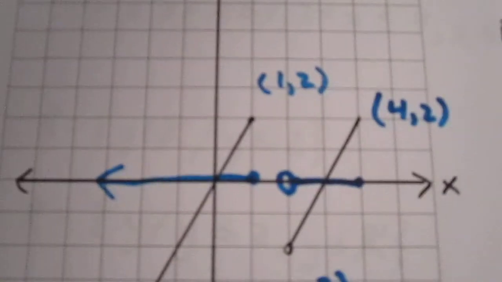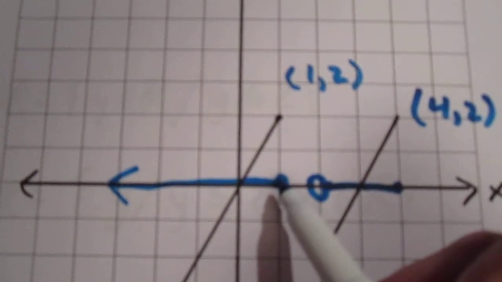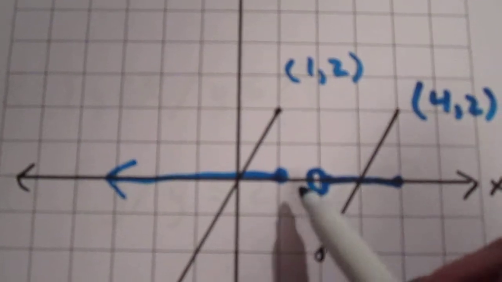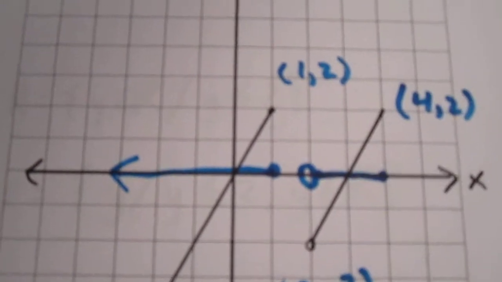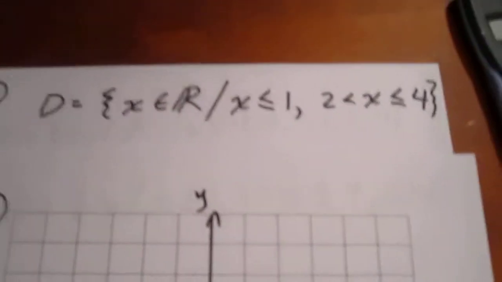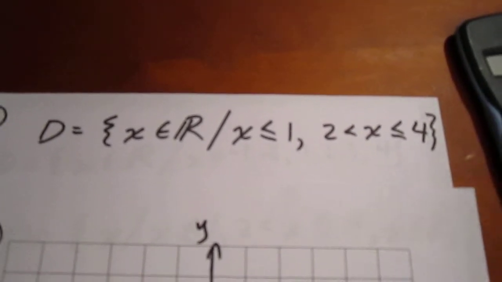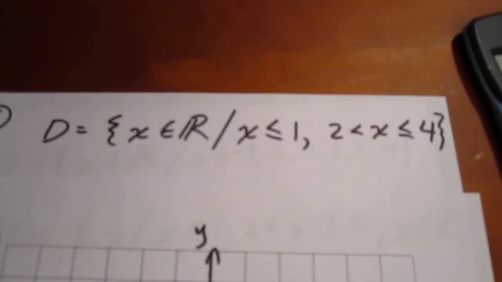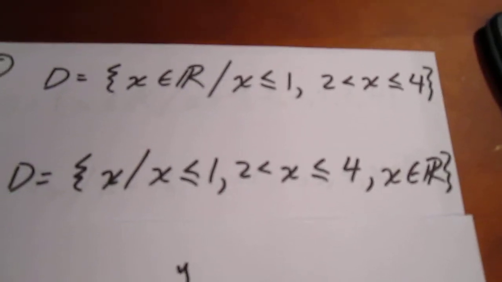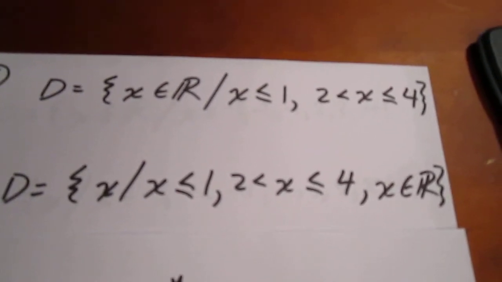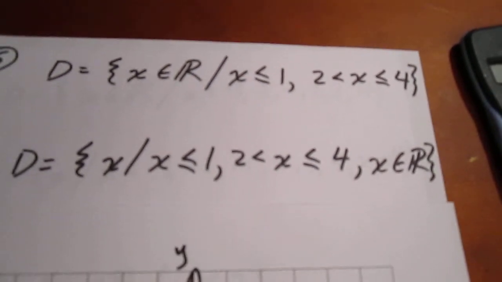Now, how would we state this in terms of a domain? Well, it would look to me that we're talking about all x values that are less than or equal to 1, as well as all x values that are greater than 2, but at the same time less than or equal to 4. So we simply state that in set notation: the set of all x's that are elements of the reals such that x is less than or equal to 1, as well as this second interval, 2 less than x less than or equal to 4. Or alternatively, we can state it in a slightly different order: x such that x is less than or equal to 1, or 2 is less than x less than or equal to 4. x is an element of the real number system.